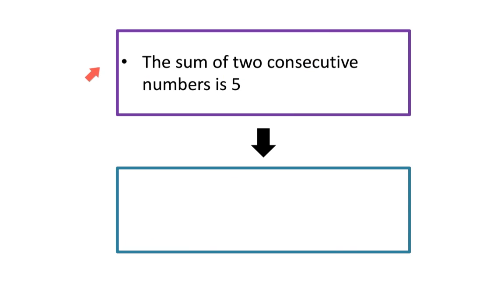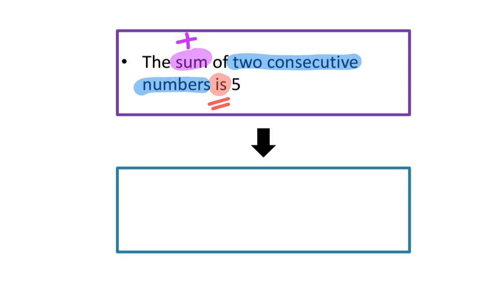The sum of two consecutive numbers is 5. We want to represent these words with an equation. Let's start by breaking this down. The word sum can be represented with addition. Next, the word is can be represented with an equal sign. But what about two consecutive numbers? If you recall, consecutive numbers are numbers that come right after each other.